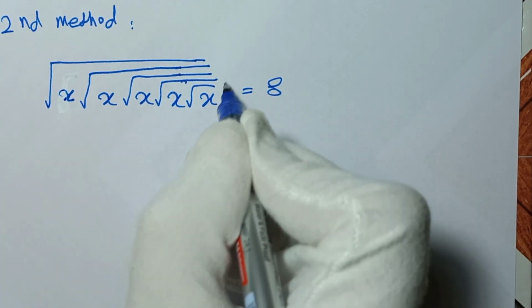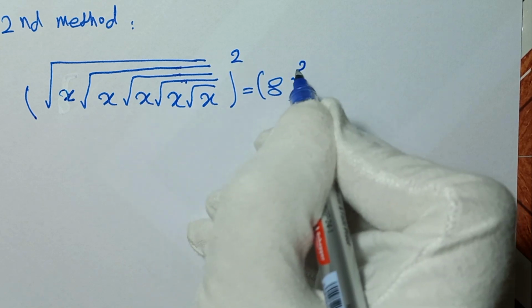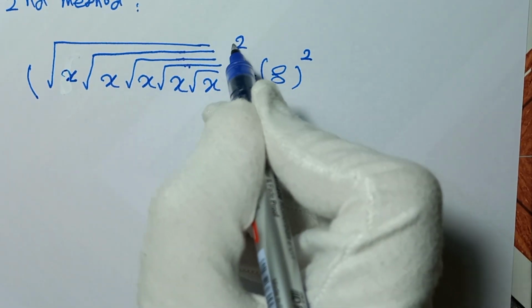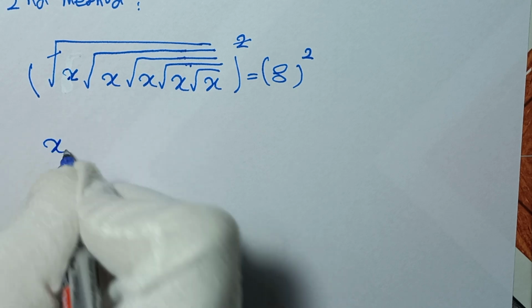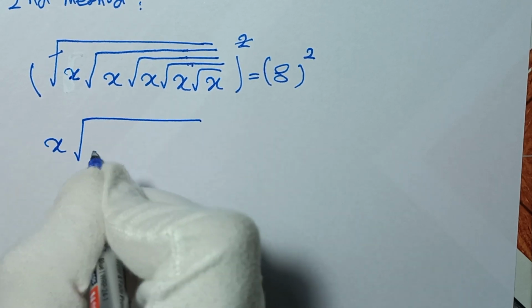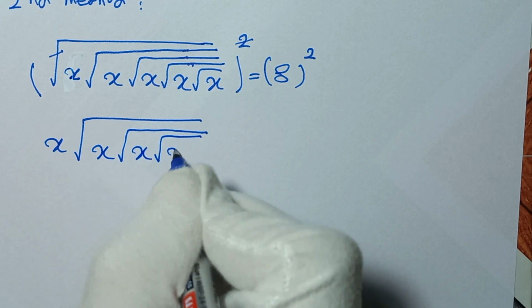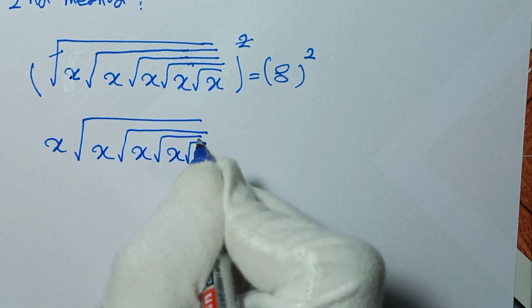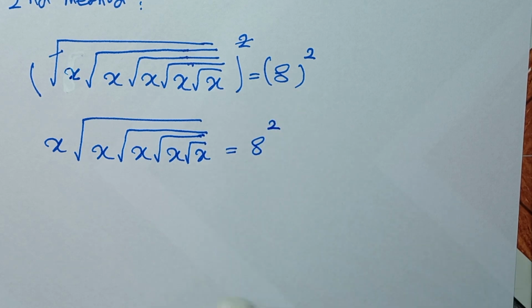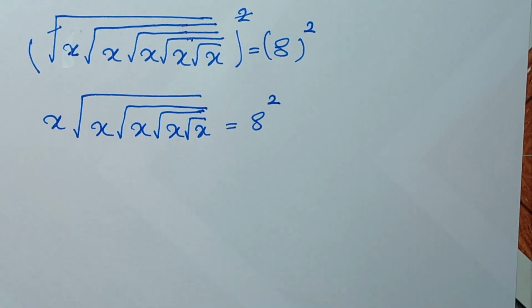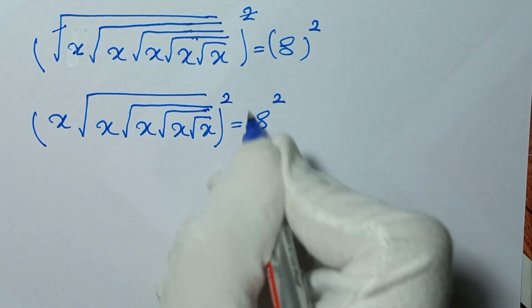So this to power of 2 and this to power of 2. These two will cancel the square root, and it will be x times square root of x times square root of x times square root of x times square root of x is equal to 8 to power of 2. In the next step, again, we square both sides of this equation. So we square this and this.